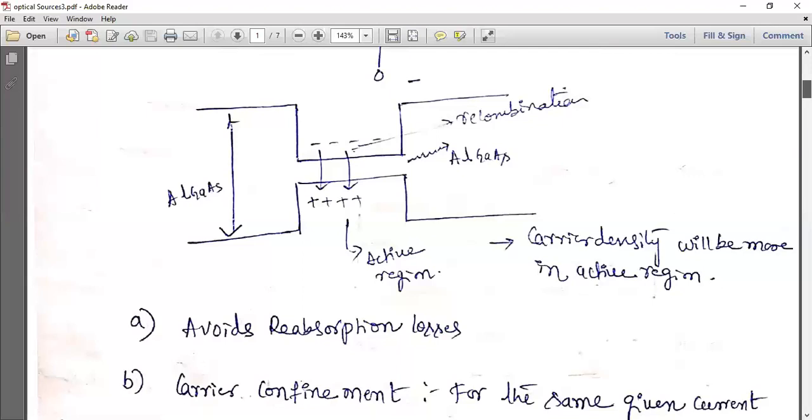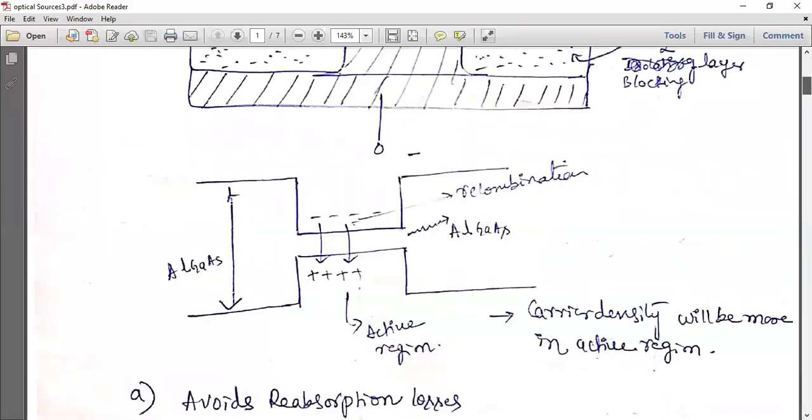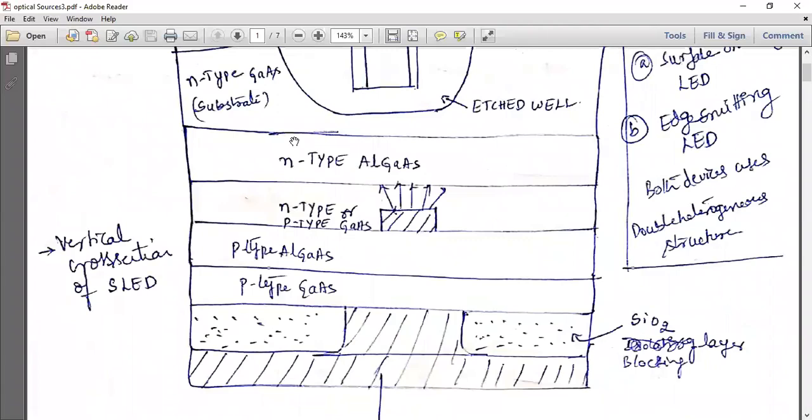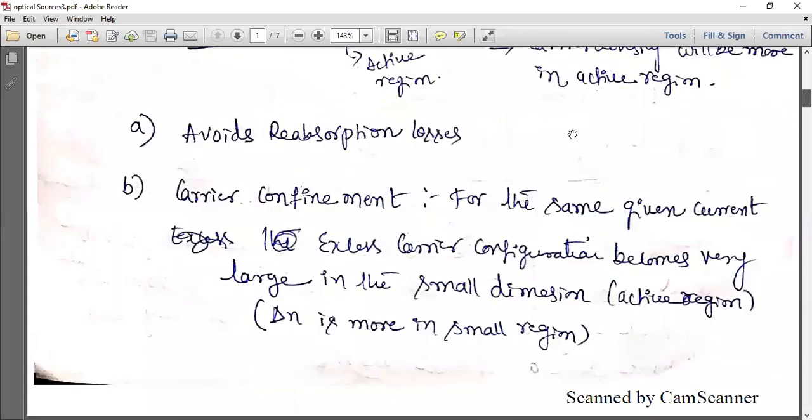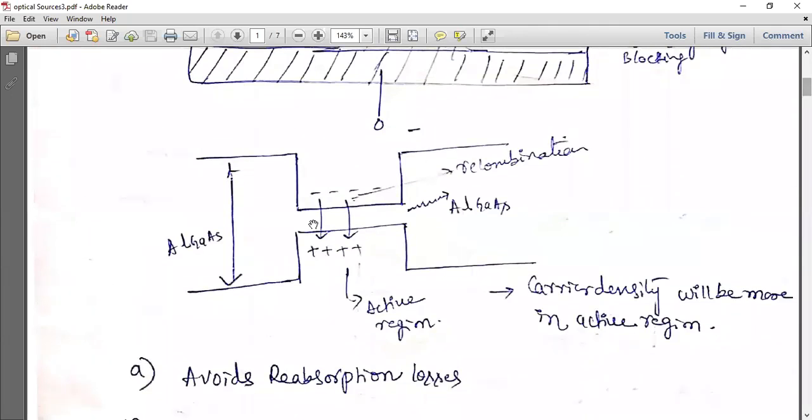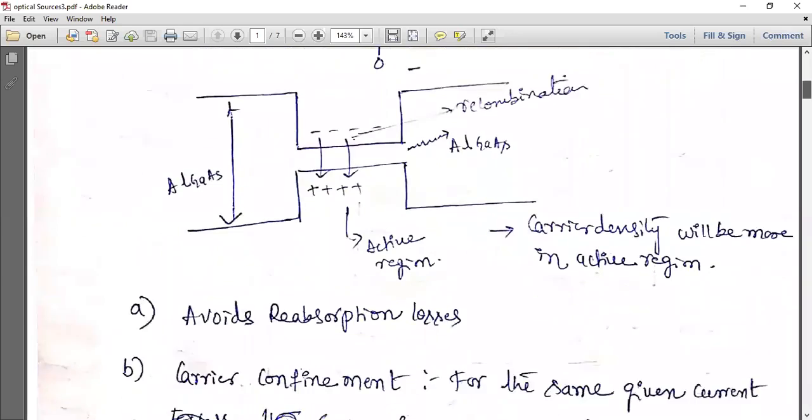Next is carrier confinement. Carrier confinement means we have made all the electrons and holes come to this particular region. So the carrier is confined here, so that you can generate light in one direction. This is another important property. For the same given current, the excess carrier concentration becomes very large in a small dimension, that is, delta n will be less. Okay, so this is your band gap energy diagram.